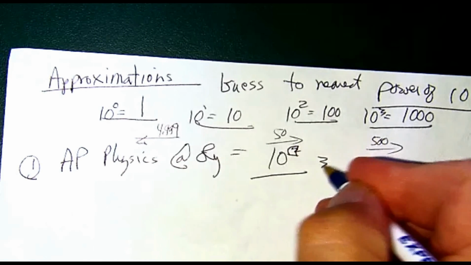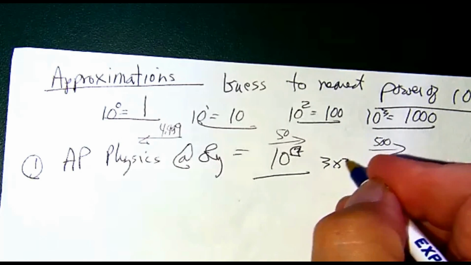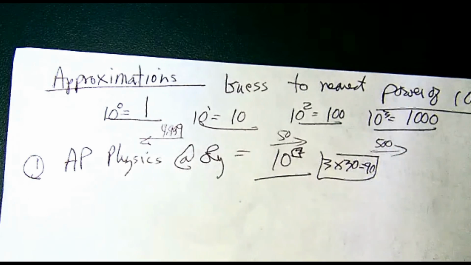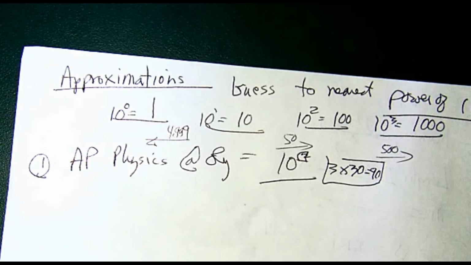I have 3 classes, each one's a little less than 30, and that's 90 students. And 90 is closer to 10 to the second, which is 100, than it is to 10. Thank you, you're wonderful, okay?